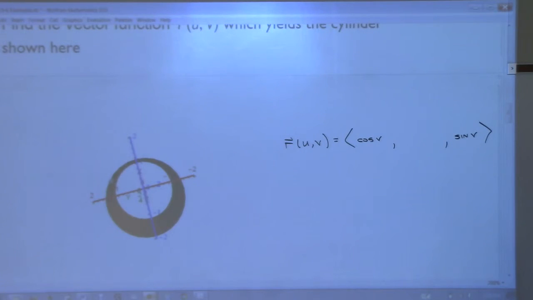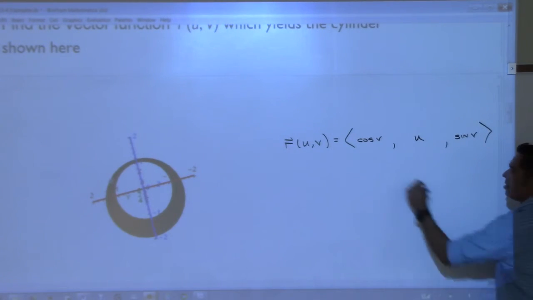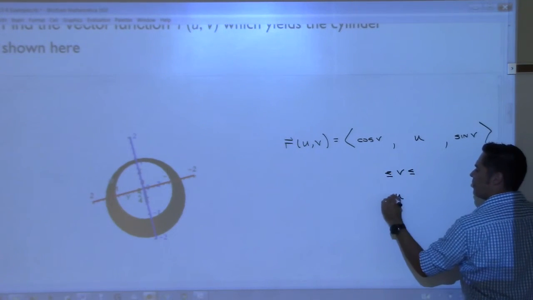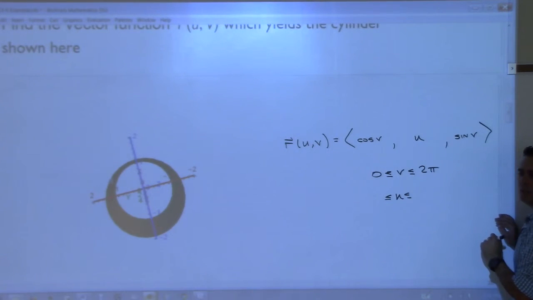But what about the y? Make it u. That's your other variable. Make y u. And then give me some bounds on u and v. 0 to 2 pi, that's going to draw me full circles, right? And then y? What?